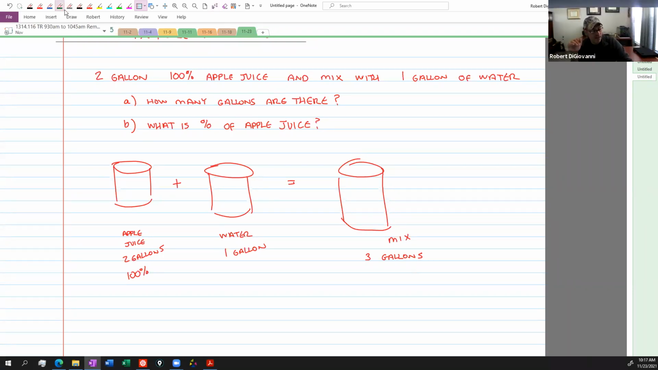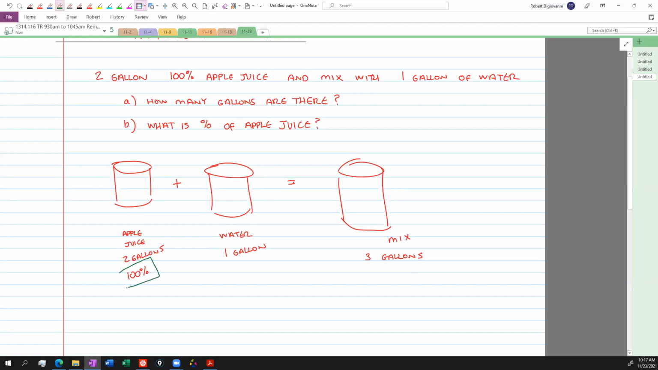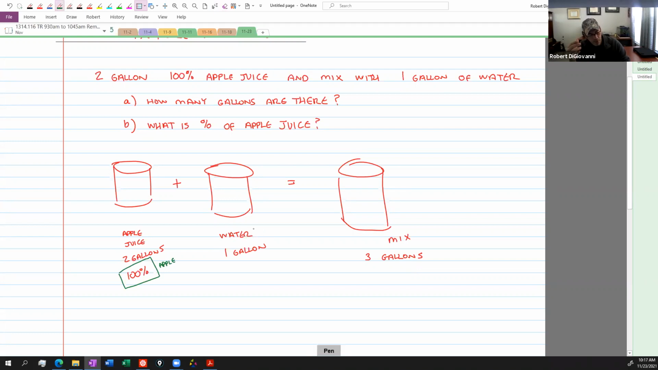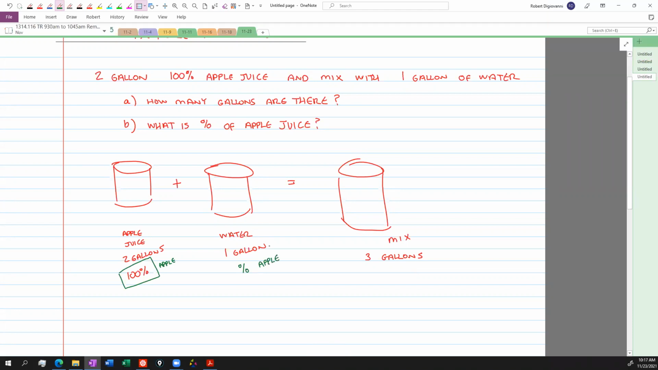Look at this one. This first one is 100% apple juice, right? 100%. This one over here, what is the percentage of apple juice in this one? What's the percentage of apple juice in the water? 0, right? 0.